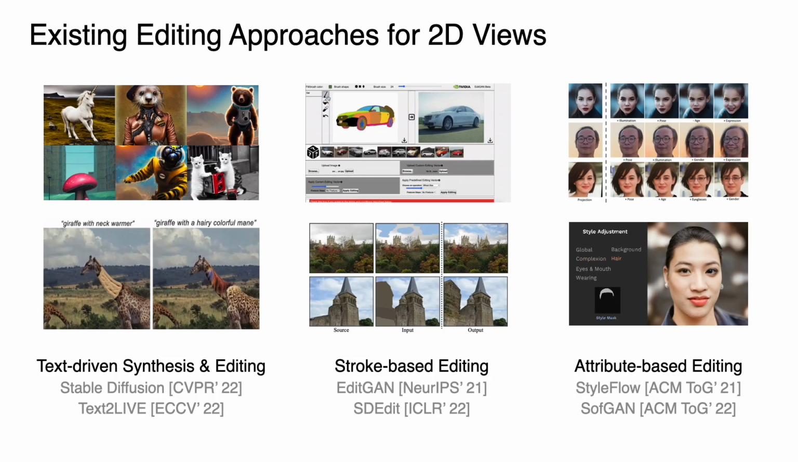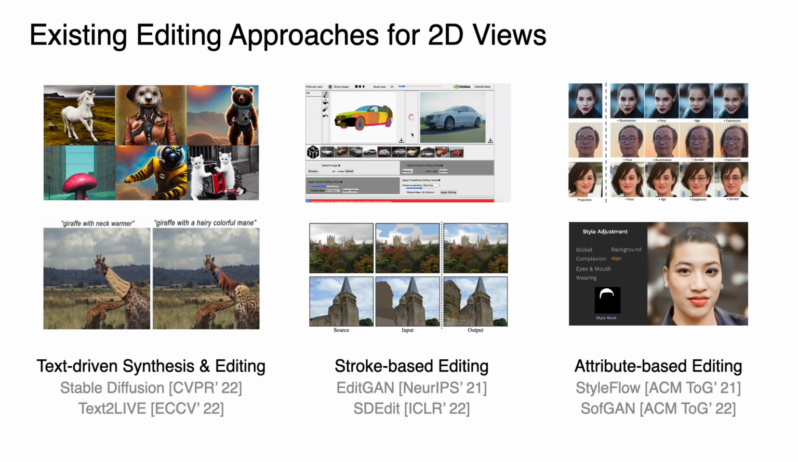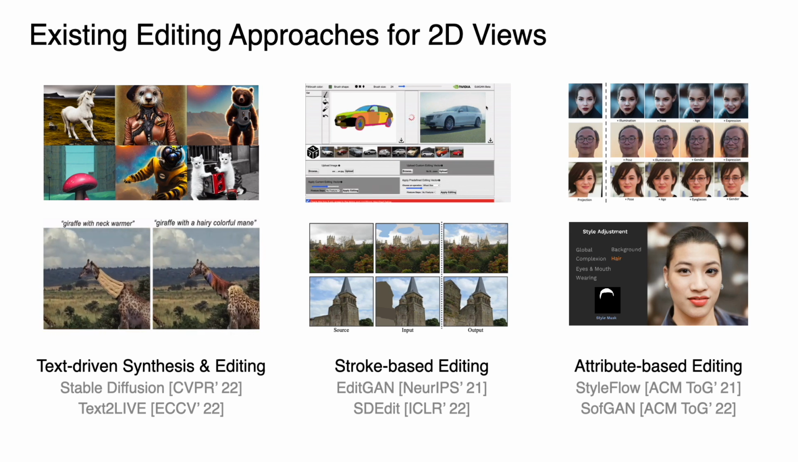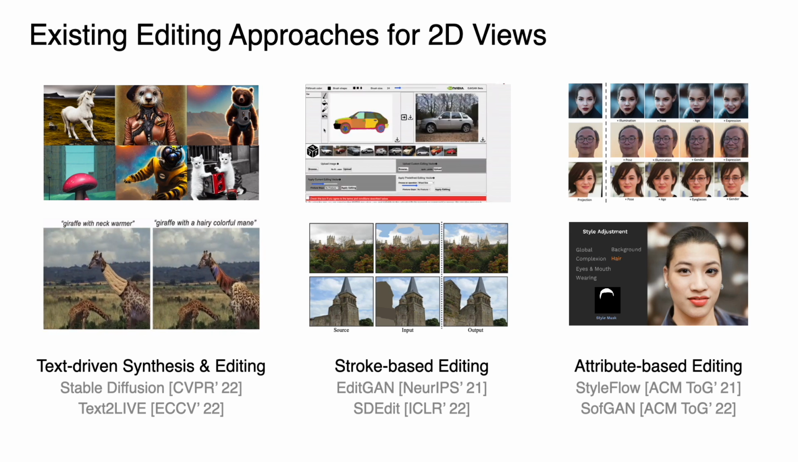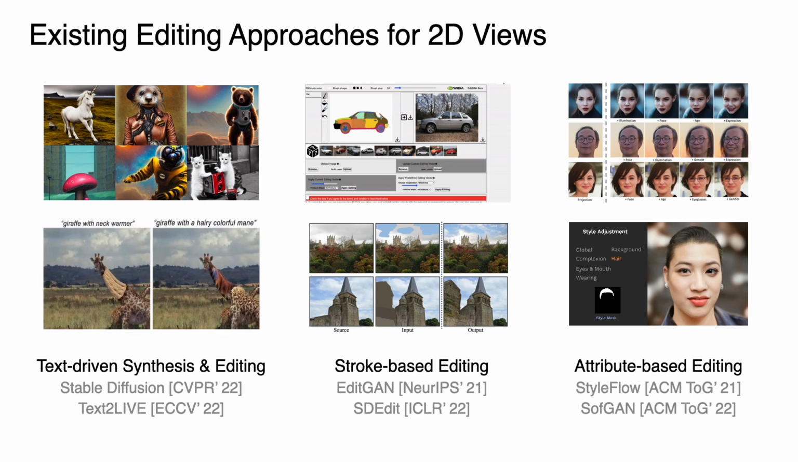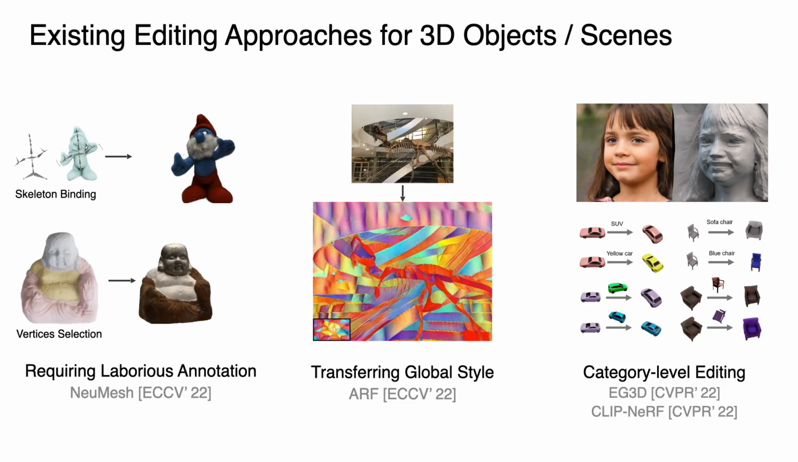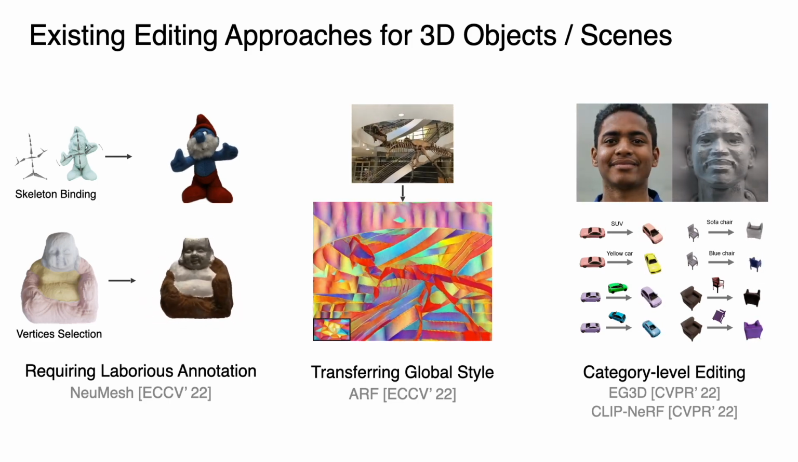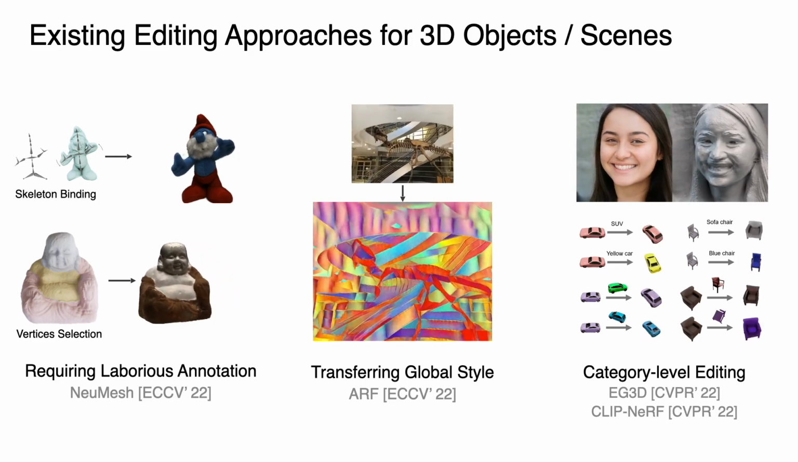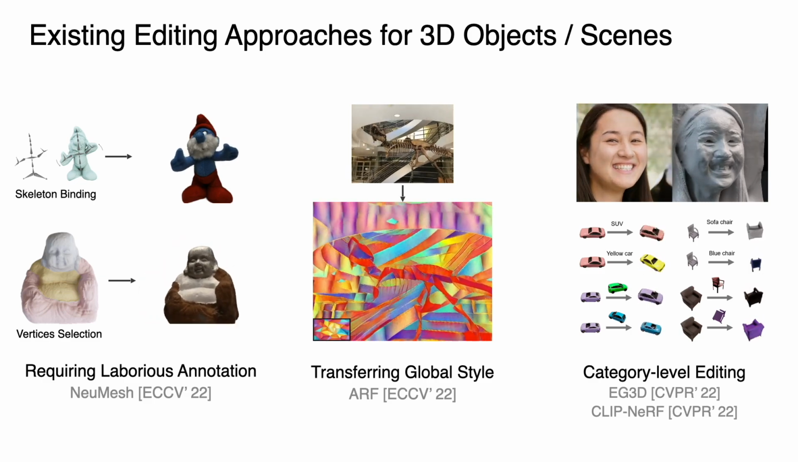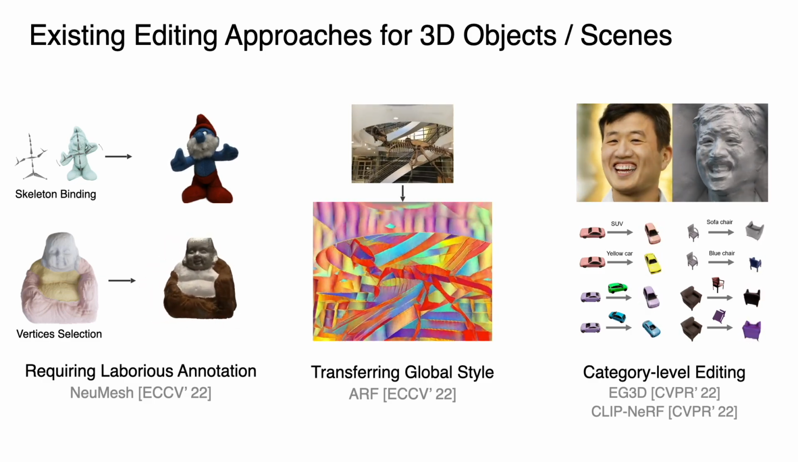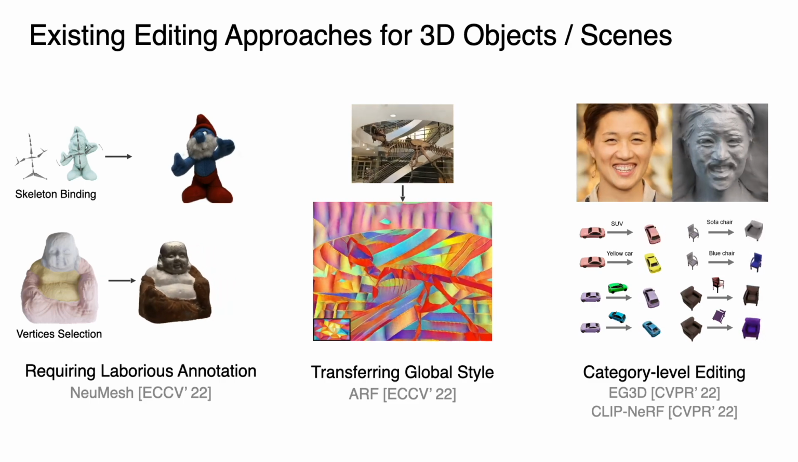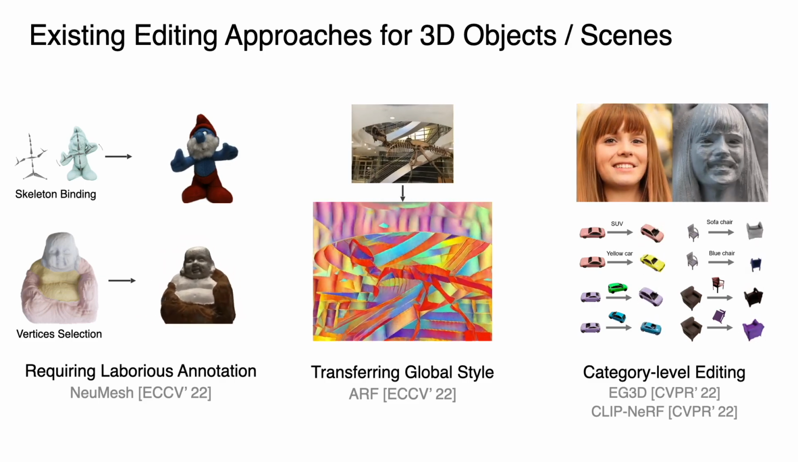Semantic-driven content generation and editing is a popular task in computer vision. In the 2D area, users can now generate or edit images with texts, strokes, or attributes with numerous fancy tools. However, similar editing abilities in the 3D area are still limited. For example, existing editing approaches might require laborious annotation, transfer global styles without strong semantic meaning, or only support category-level editing on faces or simple objects.